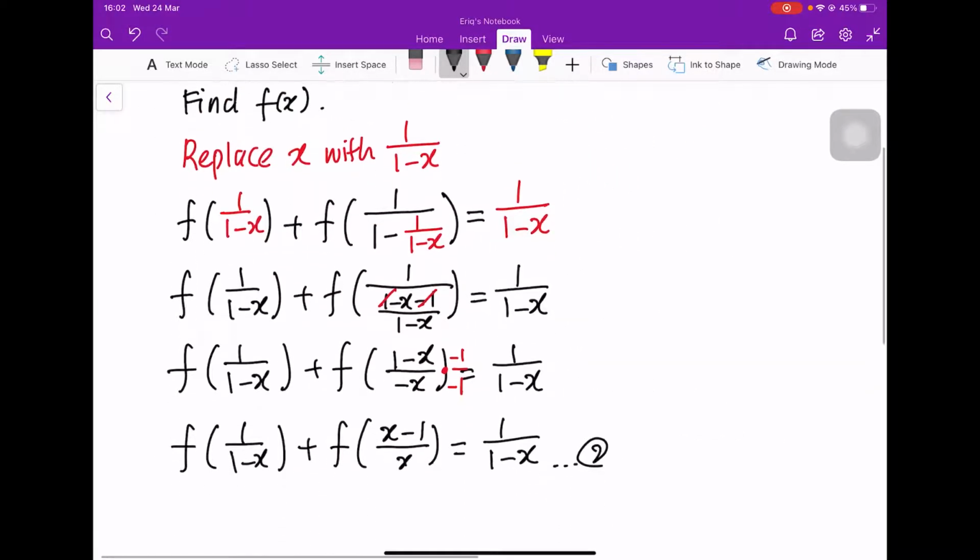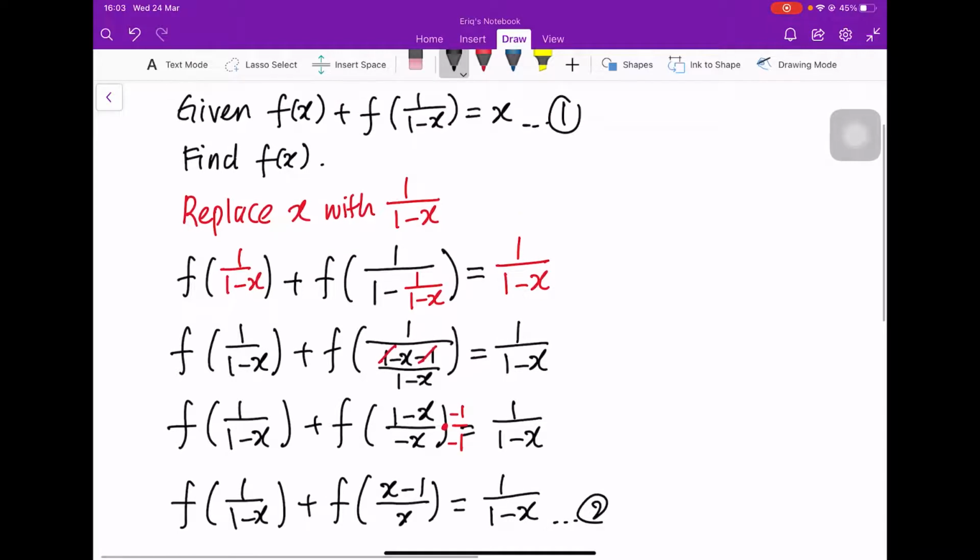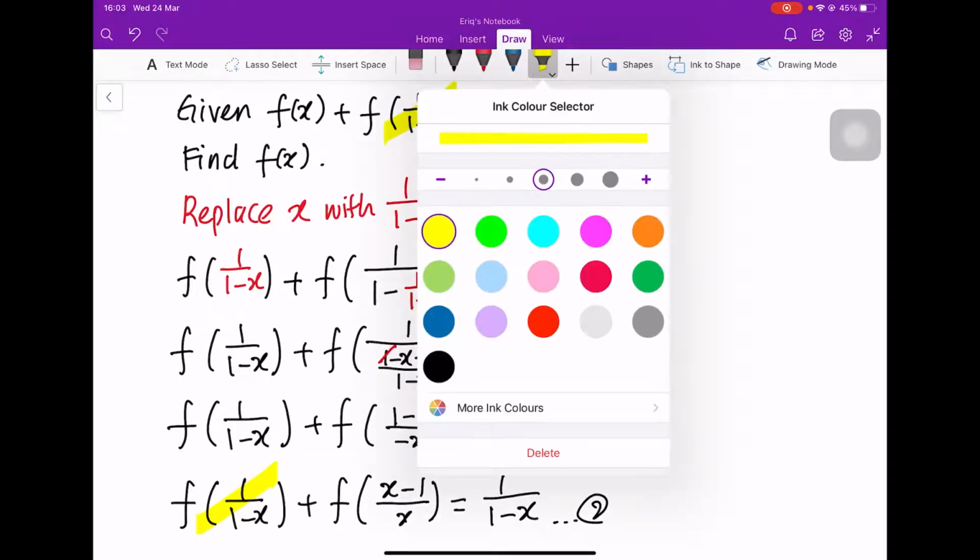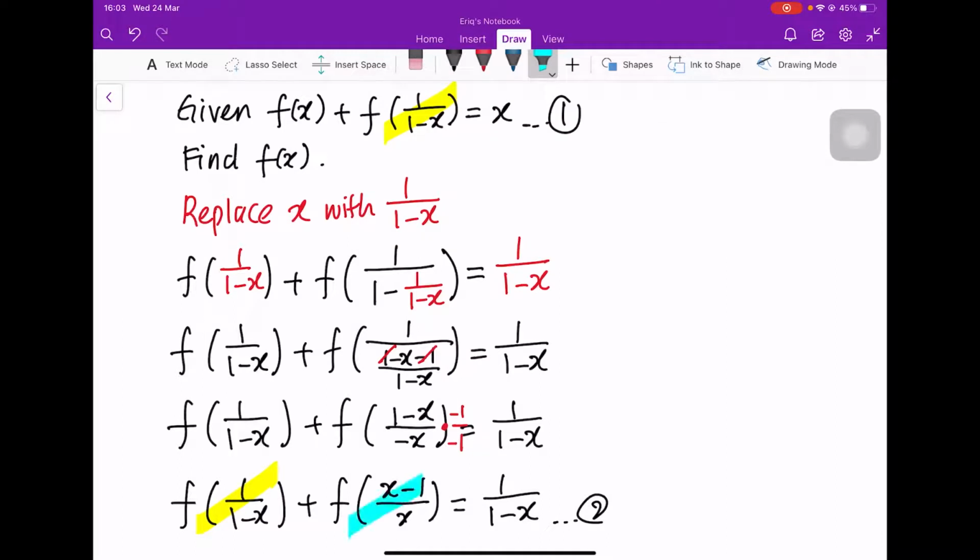Okay, so when I do a system of equations, I know that I can somehow cancel out this term with this term. But I have another problem, because I have another very complicated function. So I need a third equation to solve for f(x).